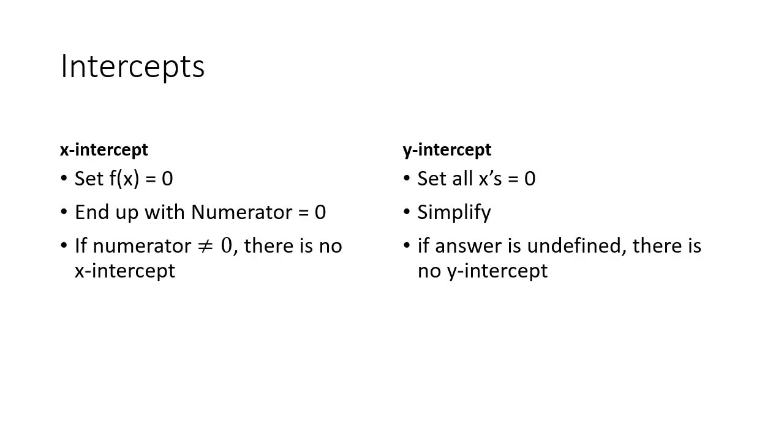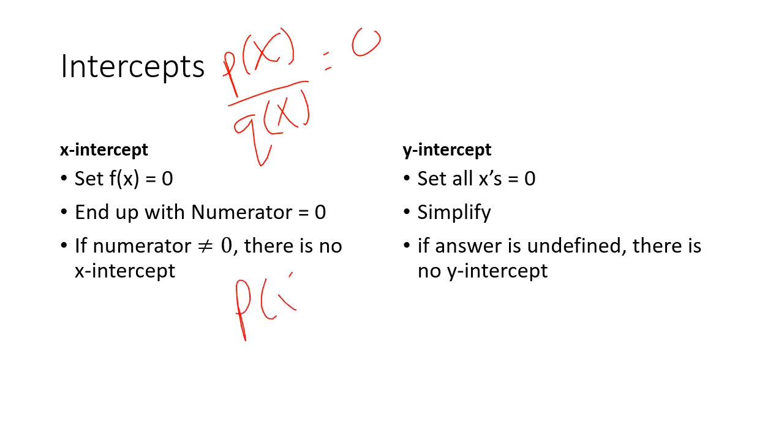For intercepts, we're going to do what we do for all functions. To find the x-intercept, you set y equal to 0. And if you do that with rational functions, what ends up happening is that you get the numerator by itself. This is because if we set it equal to 0 and multiply both sides by the denominator, we end up with just the top equaling 0. If the numerator can't be equal to 0, there's no x-intercept. If you set all x's equal to 0, you'll get the y-intercept. And that just looks like plugging in 0 everywhere you see x. If the answer is undefined, then there is no y-intercept.